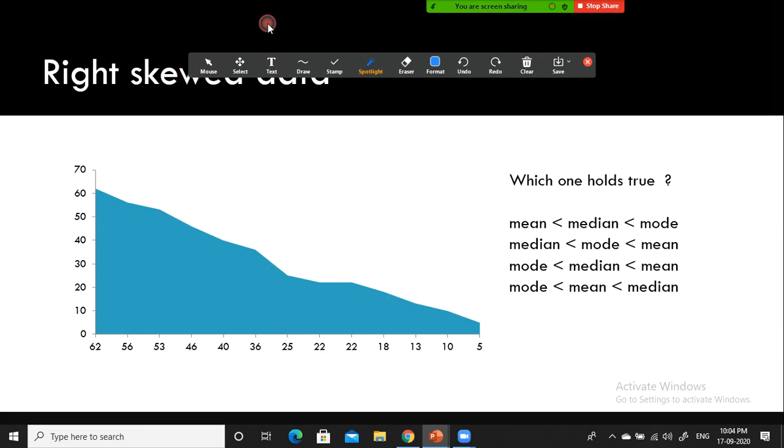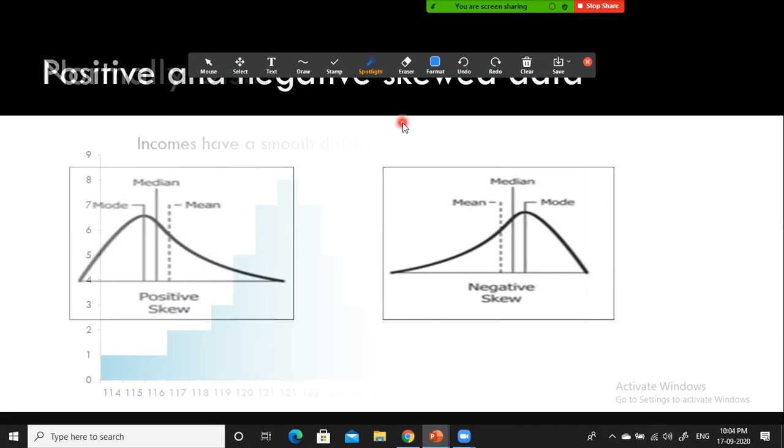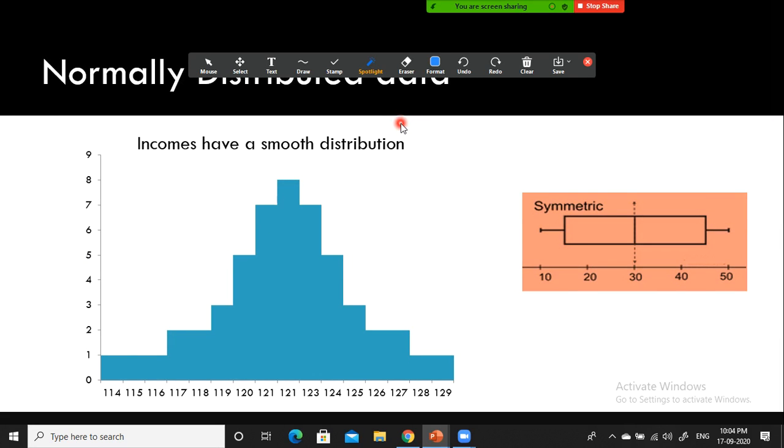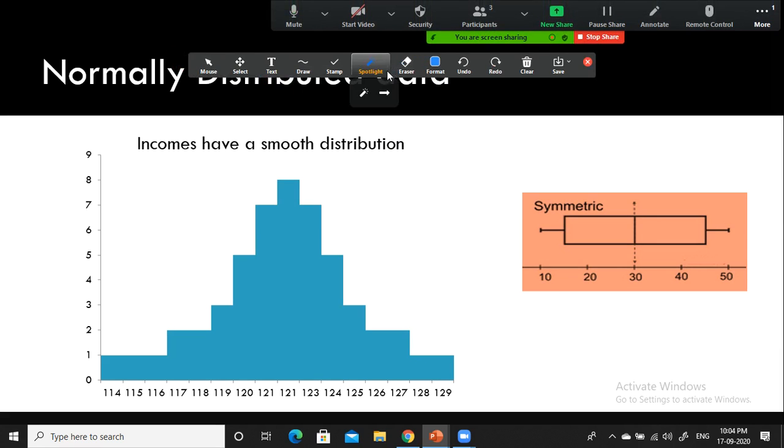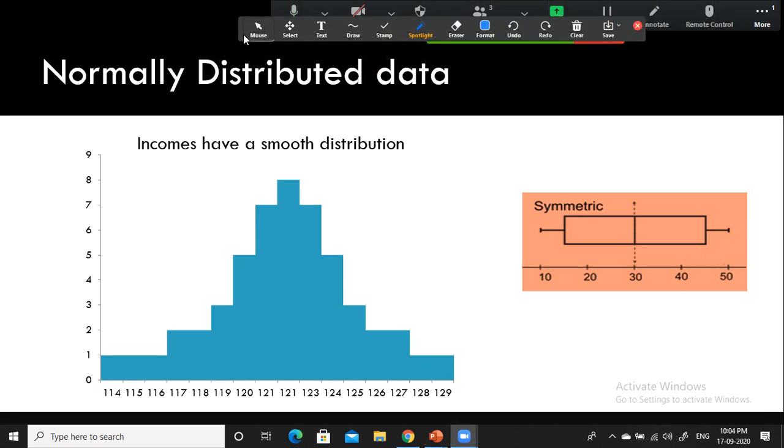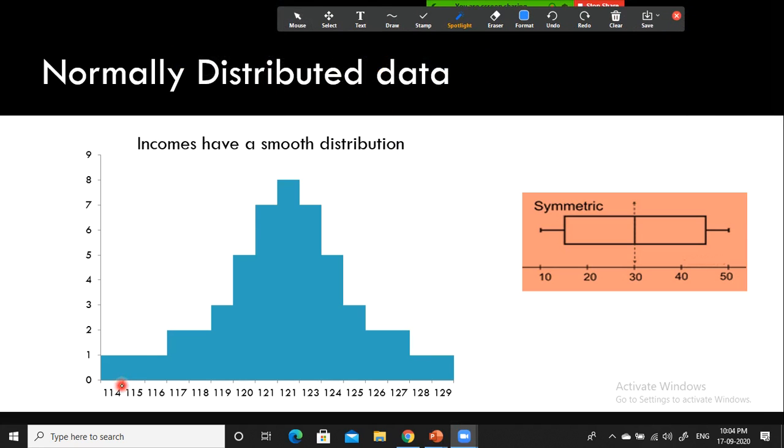Next, let us try to understand visually how to understand the distribution of the data. Okay, distribution of the data. So I discussed histogram a while back. When you look at the histogram, this is how it will be. But in the real world, you will not get exactly the perfect shape like this. So this is called your normally distributed data.